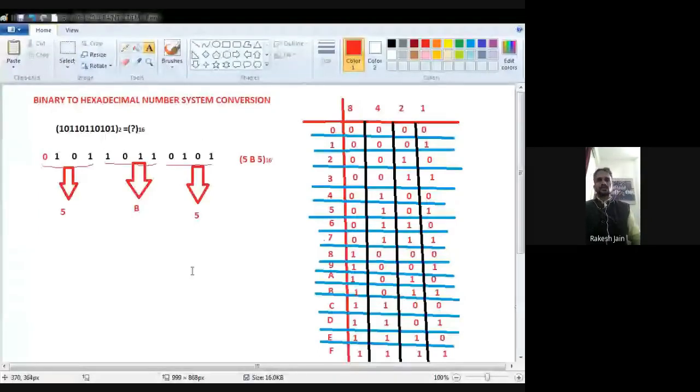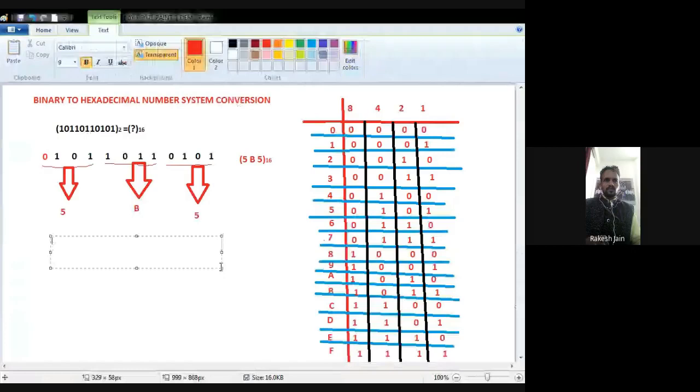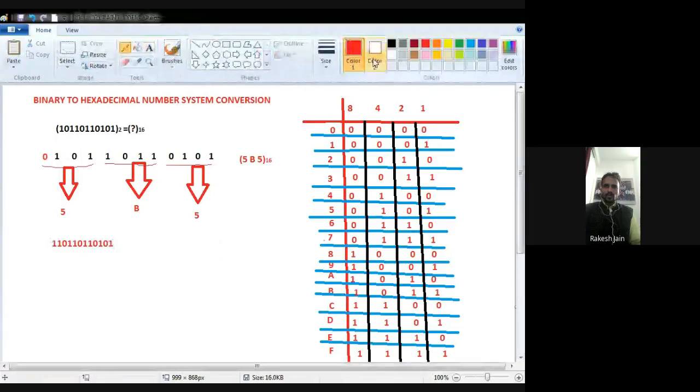Let us take one more example. Let's suppose it is 1101 1011 0101. Let's suppose we have to convert this binary number into a hexadecimal number, then what we will do? We will just make a group of 4.